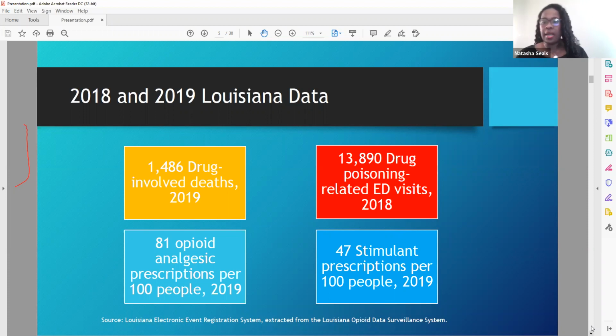What I do want you to take away from this slide is that I said prescribing patterns such as the opioids are actually going down over time. However, our drug involved deaths are going up. So that should tell you something, that the problem doesn't just come from prescriptions, it's coming from other means, such as illegally manufactured fentanyl or illicit substances. Next slide, please.